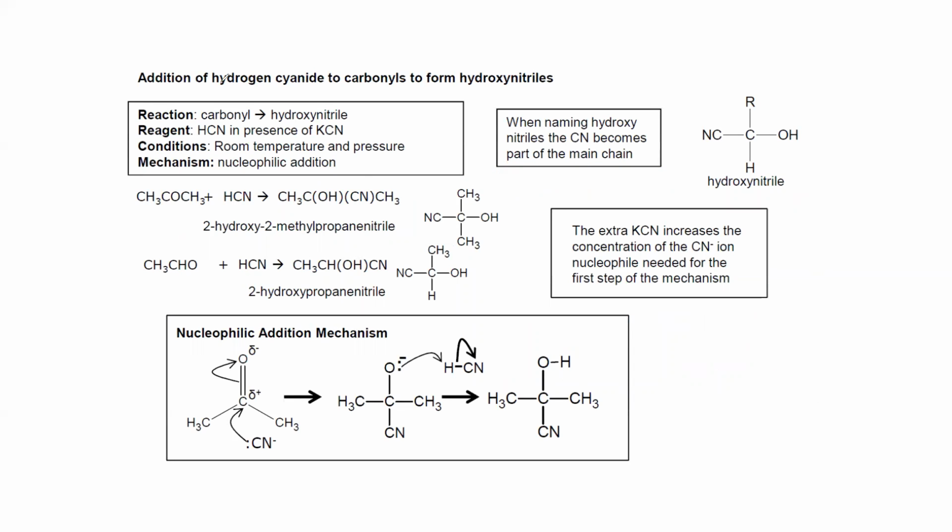Then addition of hydrogen cyanide. You have to learn the mechanism of this reaction and how this reaction proceeds to form hydroxynitrile. So the reaction is converting a carbonyl group into hydroxynitrile. What reagent do we use? We use hydrogen cyanide in the presence of potassium cyanide. And it can occur also at room temperature. The mechanism is known as nucleophilic addition. Why nucleophilic addition? Because only one product will be there when this reaction occurs. That's why we call it a nucleophilic addition reaction.